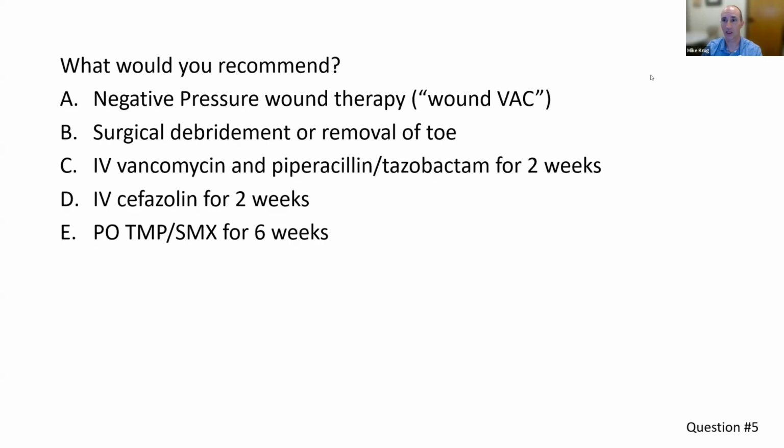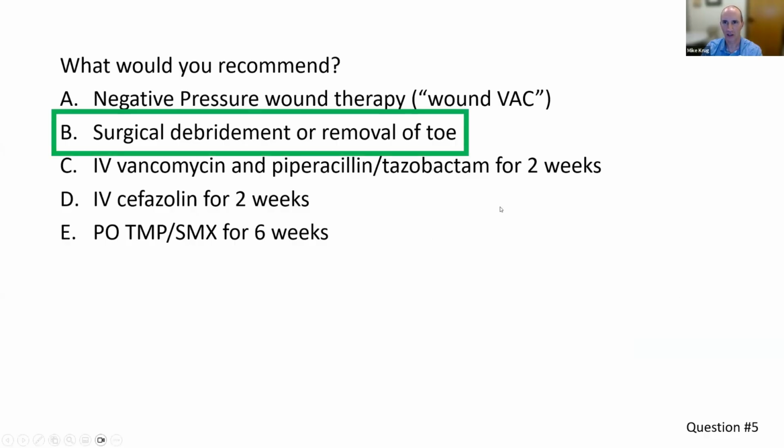Okay. Thank you guys for your continued participation. I know it's a lot of questions in the day. All right. B is the right answer. 70% of you guys got it. Surgical management. Very good.